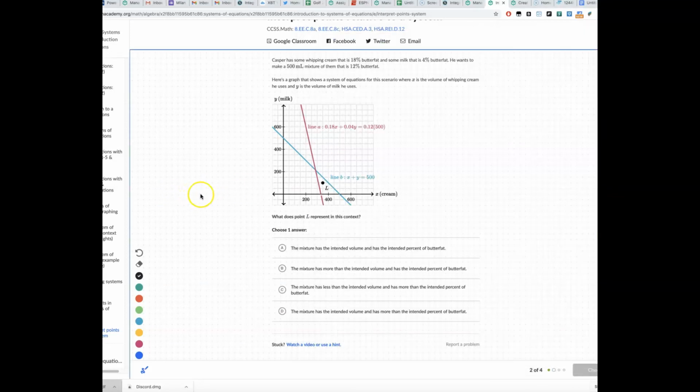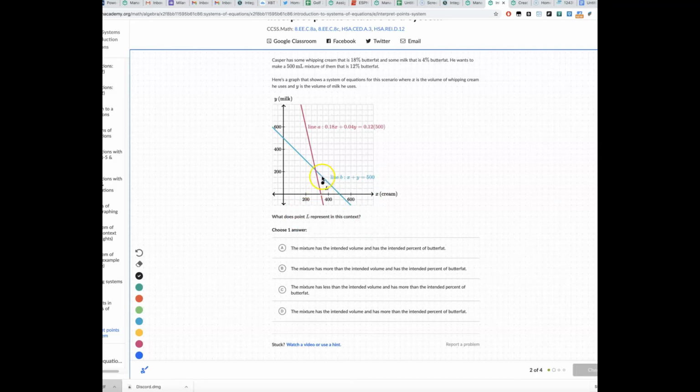All right. Whipping cream, 18% butterfat, 4%. A whipping cream that's 18%, and milk that is 4%. So that's this line here, and we want a 12%. And then this line is the milk and the butterfat, and they want 500. So this is dealing with the percentage of the fat, and this is dealing with the amount of cream and milk that is used.